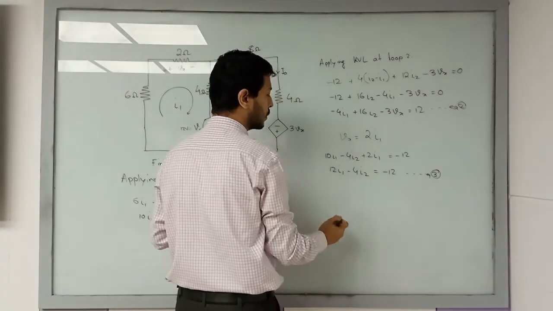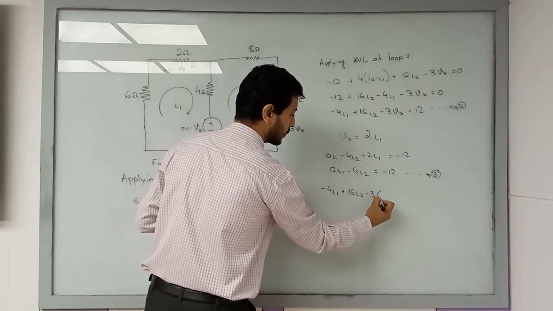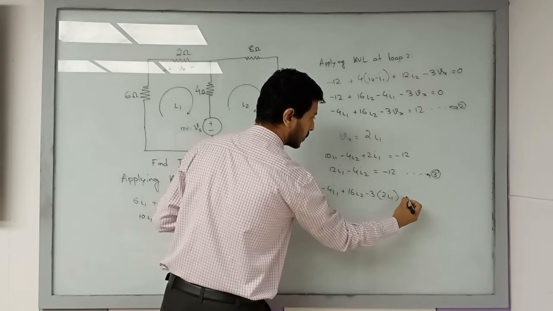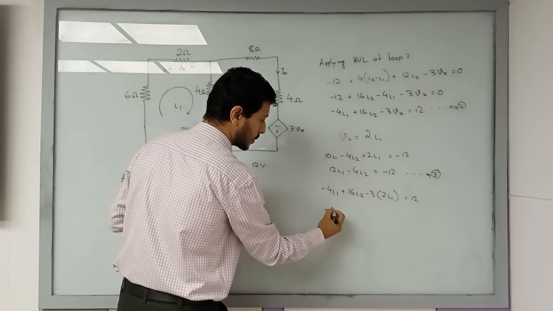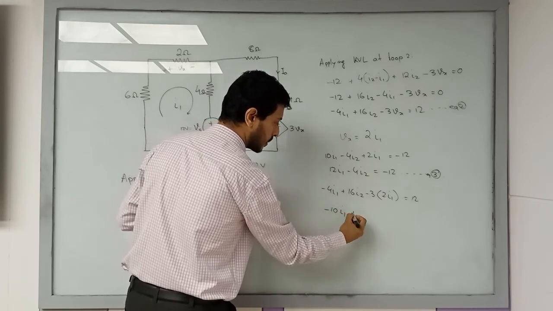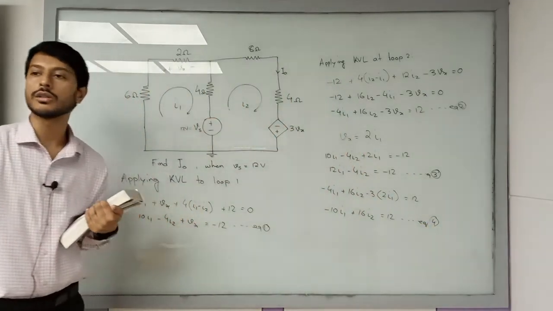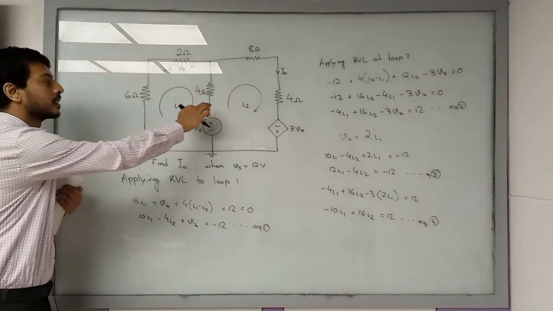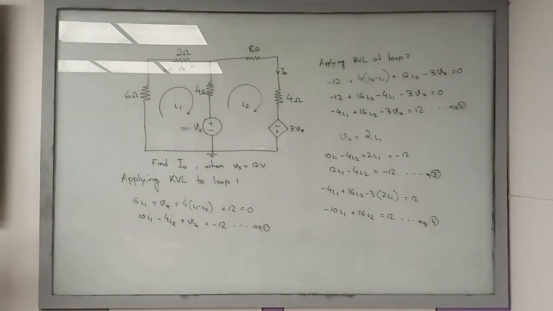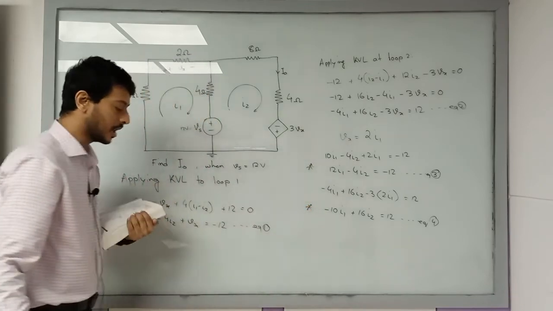Similarly, if you put this in equation 2, it will be 4 I1 plus 16 I2 minus 3 times 2 I1 is equal to 12. Simplify it, you will get this is 6 minus 6, this is minus 4. So it will be minus 10 I1 plus 16 I2 is equal to 12. This is equation 4. Now you need to solve equations 3 and 4 to get I1 and I2. Okay? So you will get the loop currents, I1 and I2, from these two equations if you solve them simultaneously.